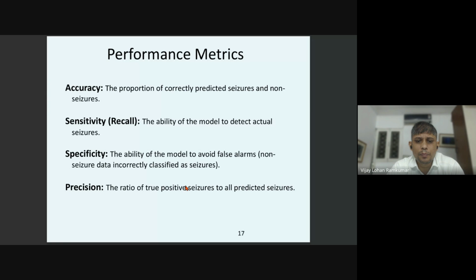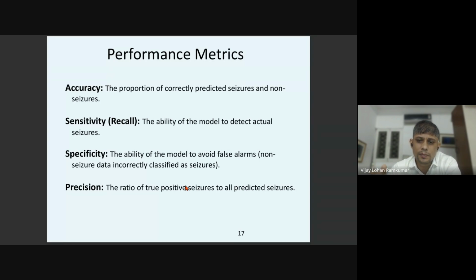Specificity is important here, because our model should be able to avoid false alarms. It should not happen that we design a model or system which randomly detects seizure or non-seizure, as that will have no value to the metrics.